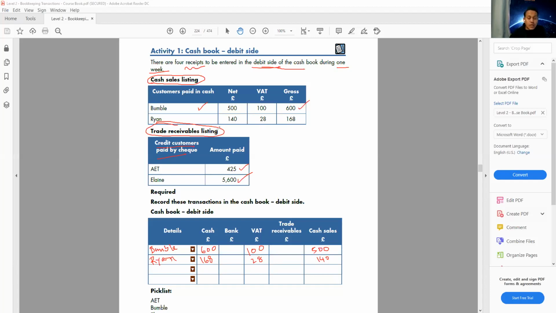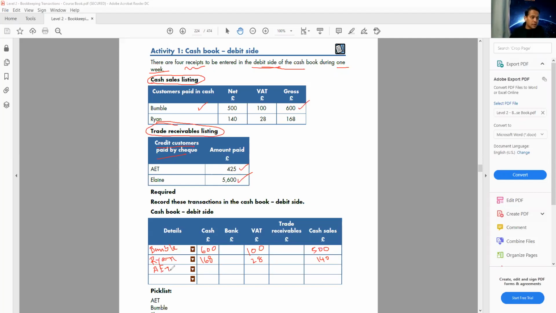Now we'll move to the trade receivables. Trade receivables means sales ledger control, credit customer balance, who paid us by cheque. So let's talk about the first one, AAT. AAT paid me 425. My question is, which column am I going to write 425 in, cash or bank? I'm going to record it on the bank column.